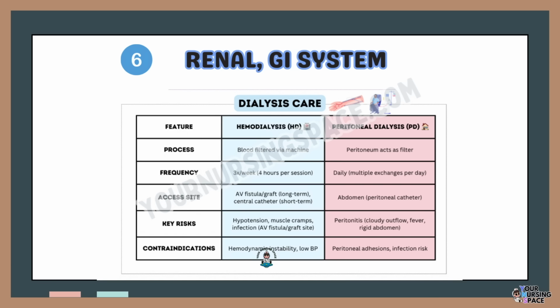For hemodialysis, the AV fistula or graft is the access site, and it must be protected. Never take blood pressure, insert IVs, or draw blood from the arm with the fistula to avoid clotting. Before dialysis, check the patient's weight, blood pressure, and potassium levels, and hold antihypertensive medications to prevent hypotension. After dialysis, monitor for hypotension, muscle cramps, and disequilibrium syndrome, which causes confusion and headaches due to rapid fluid shifts.